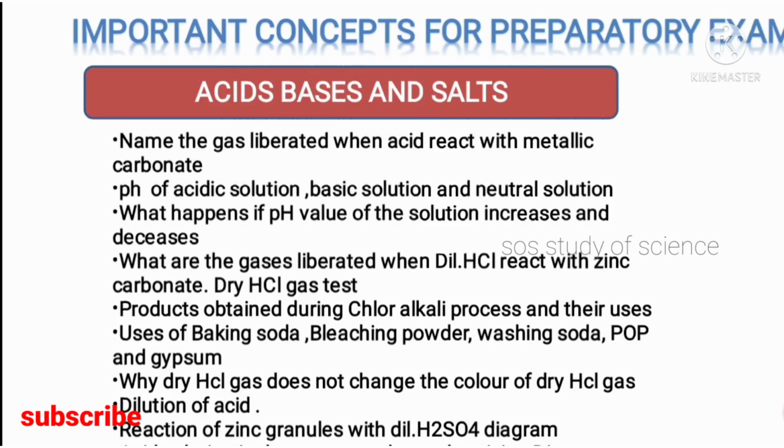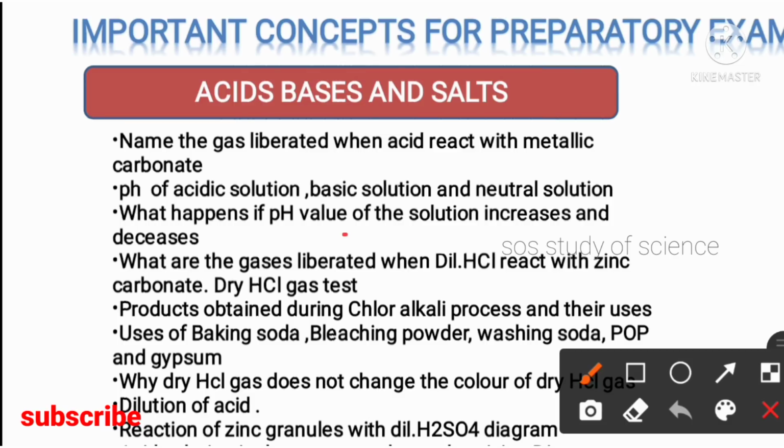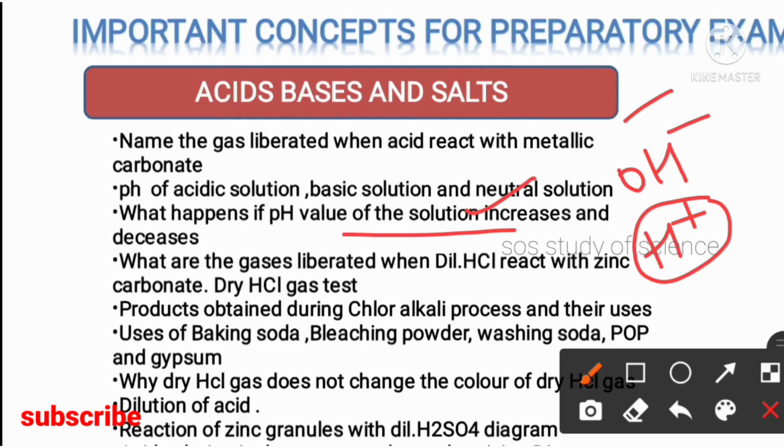Okay. Next, you must know what happens if the pH value of the solution increases or decreases. You see, recently in the multiple choice questions also, they have asked about this particular topic. See, if the pH of a solution increases, OH minus ions increase. The same way, if the pH of solution decreases, then the H plus ions, that means acidic nature, increase. OH minus ions represent the basic nature, whereas the H plus ions represent the acidic nature.